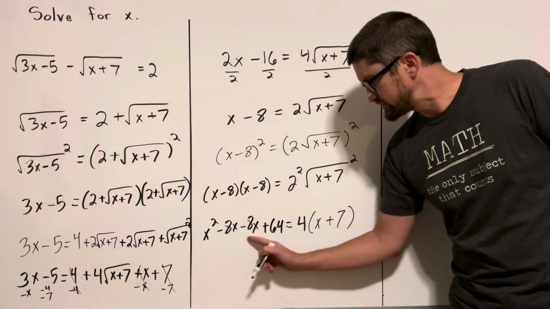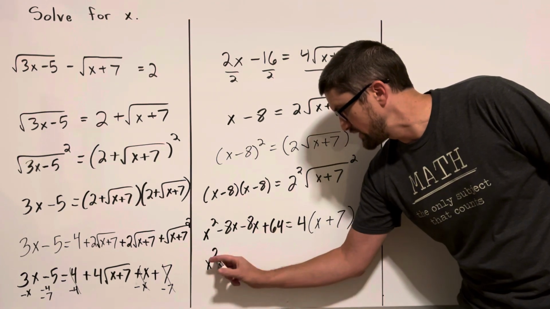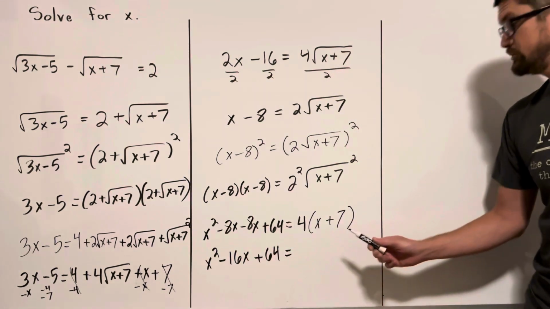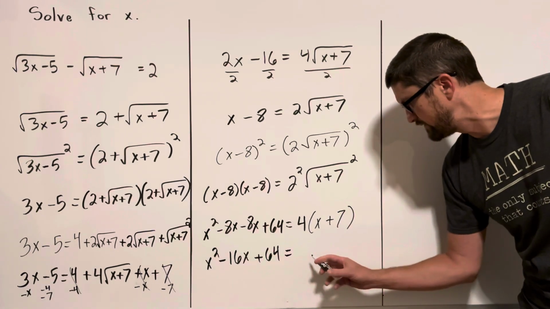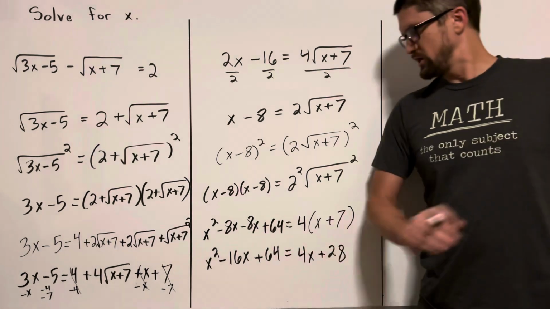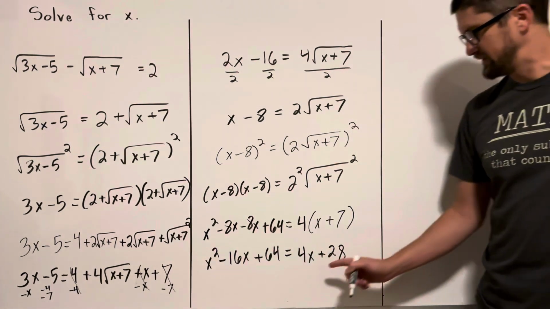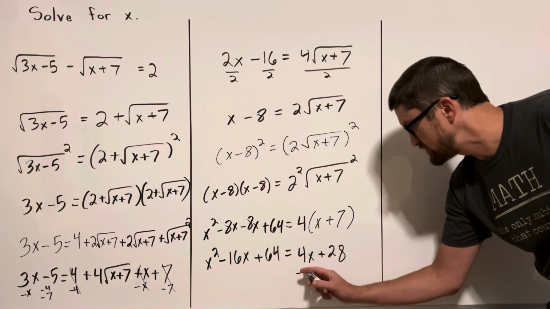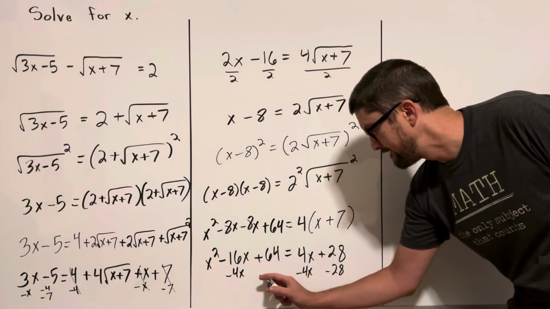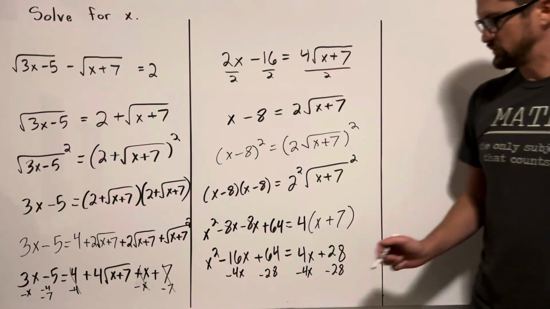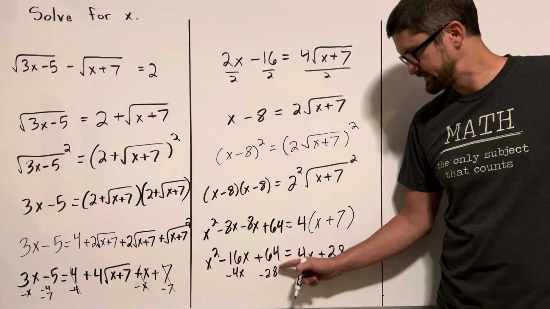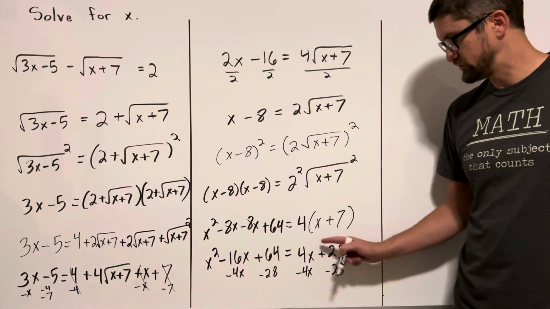I'm going to combine these like terms right here. That's going to be x squared minus 16x plus 64. I'm going to distribute the 4. I got 4x plus 28. And I'm going to solve this quadratic equation by factoring. What I'm going to do is get 0 on the right-hand side. So I need to subtract 4x on both sides and subtract 28 on both sides. All right, so on the left-hand side I have x squared minus 20x plus 36 equals 0.